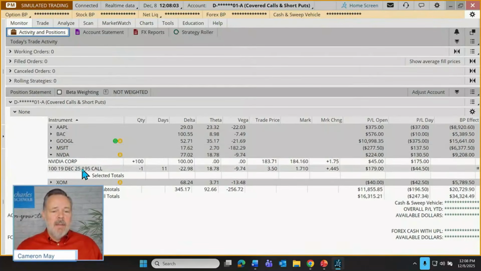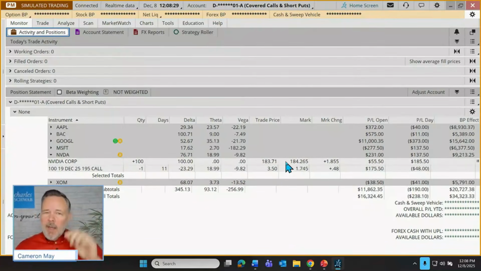NVIDIA is another covered call. Bought the shares at 183.71. They're worth 184.10, so just a little bit of a profit, unrealized gain on those shares. The call we sold for 3.5, it's worth about half of that. So with this, we'd like to be below 195 as we move toward that 19th of December expiration, but just below. We're actually at 184. So working our way, we'll see. Let's see what's going on with that chart.